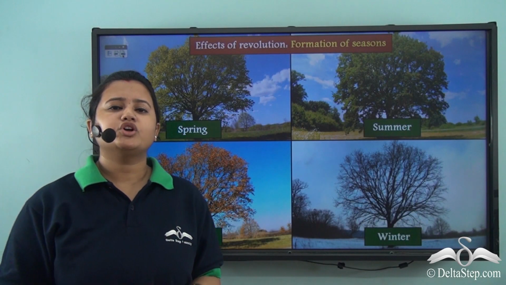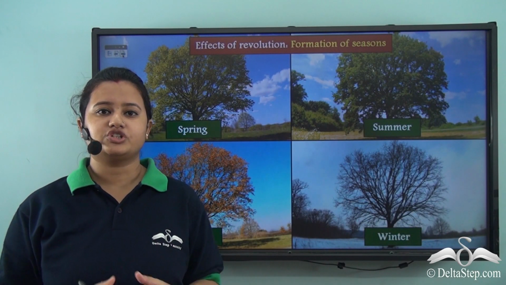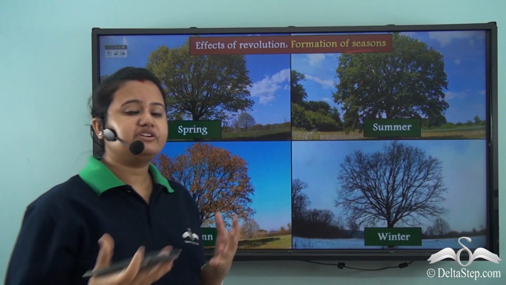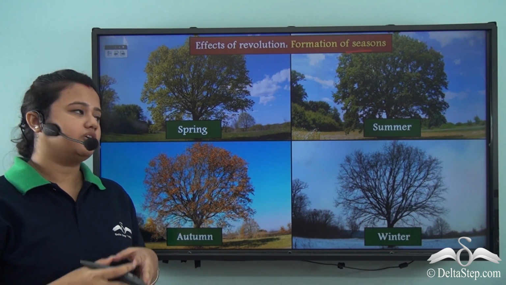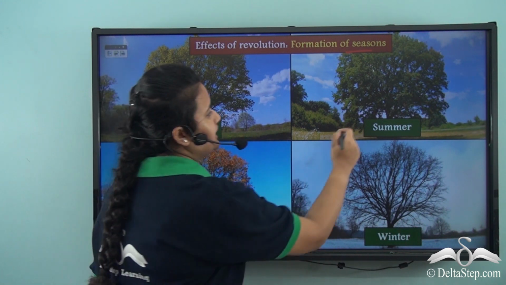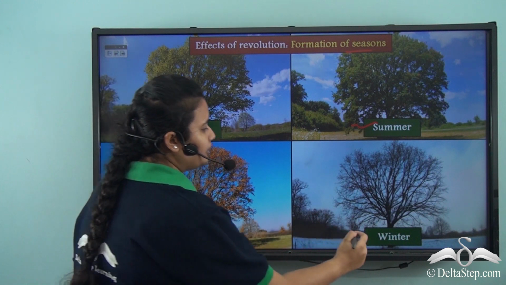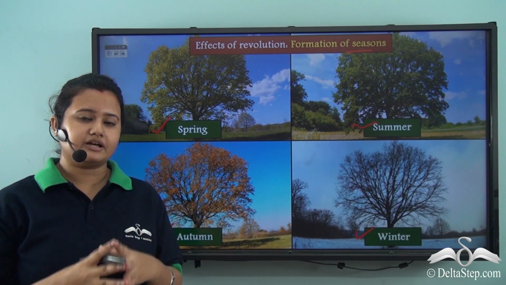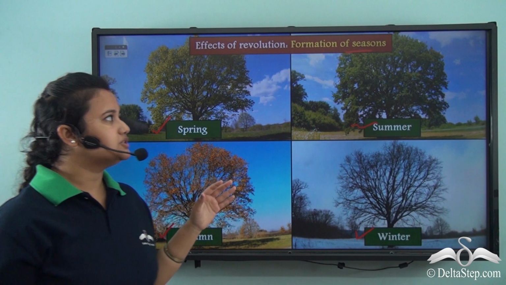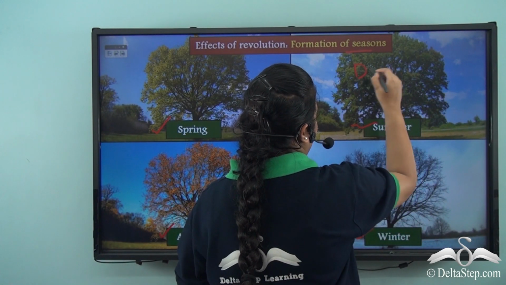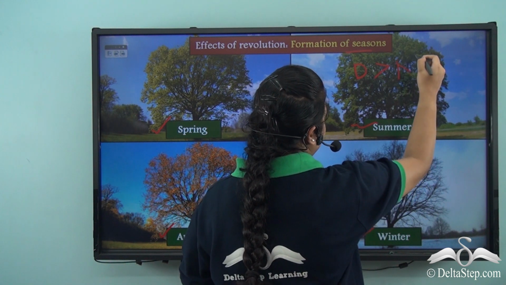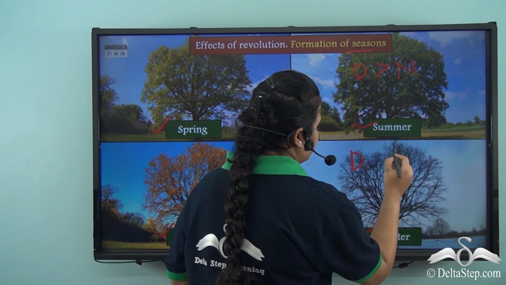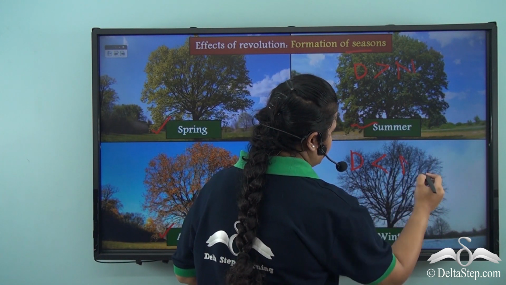The most important effect of Earth's revolution is formation of seasons. So the different seasons that we get to enjoy on Earth, that is spring, summer, autumn or winter, occur due to the Earth's revolution around the sun. Now we know that during summer the days are longer and nights are shorter, whereas during winter the days are shorter and nights are longer.